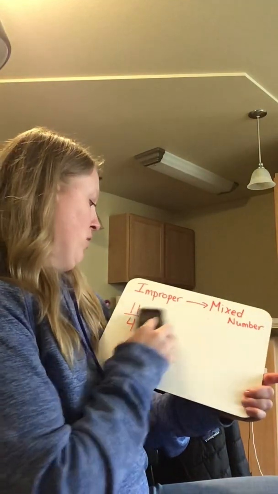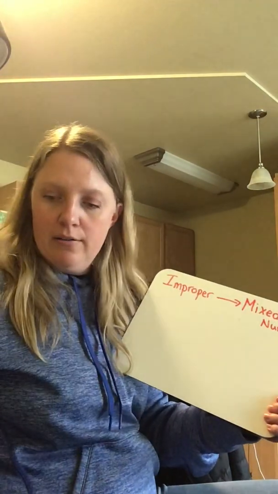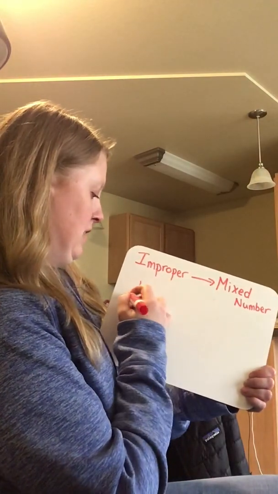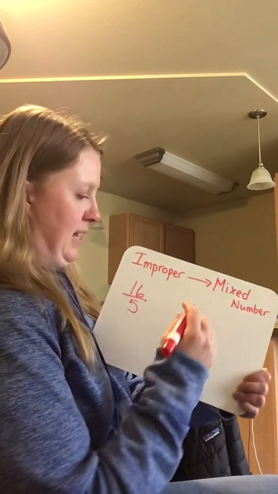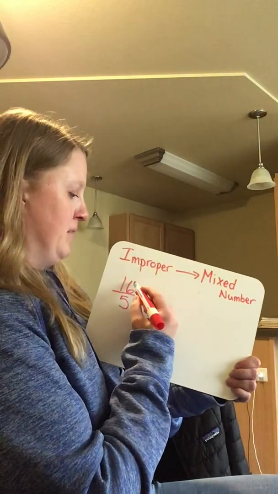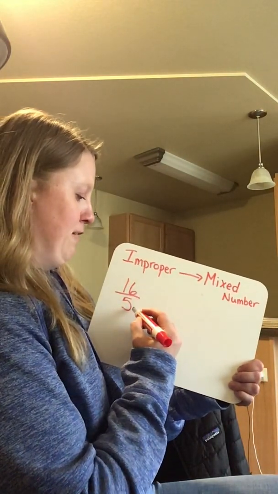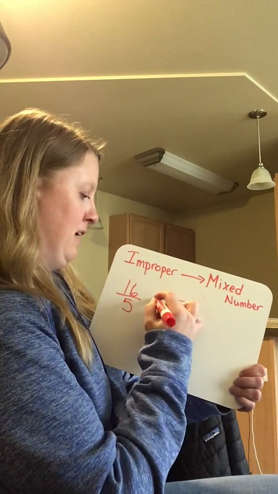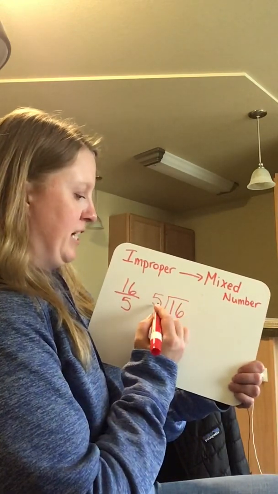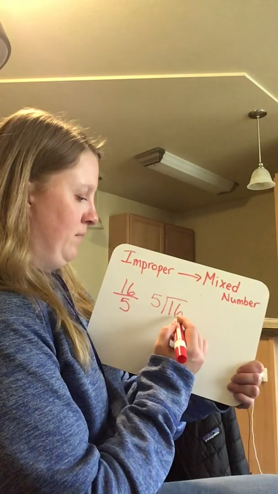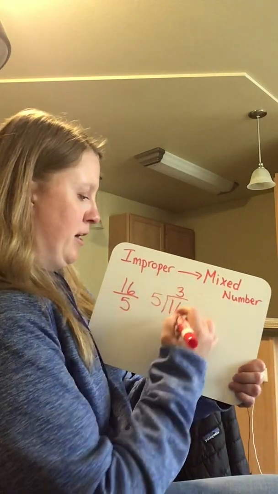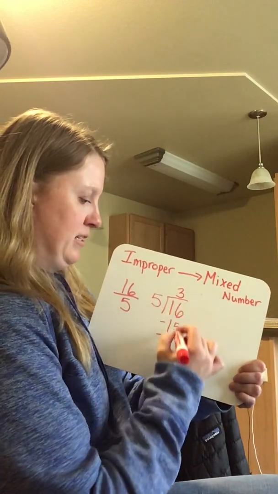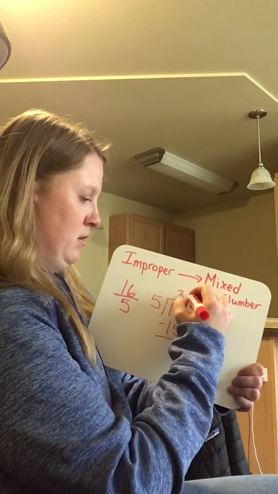All right, let's do one more just for giggles here. Okay, let's do 16 fifths. Okay, so read top to bottom: 16 divided by 5. How many times can 5 go into 16? It can go in 3 times, which makes 15. Subtract. 16 minus 15 is 1.